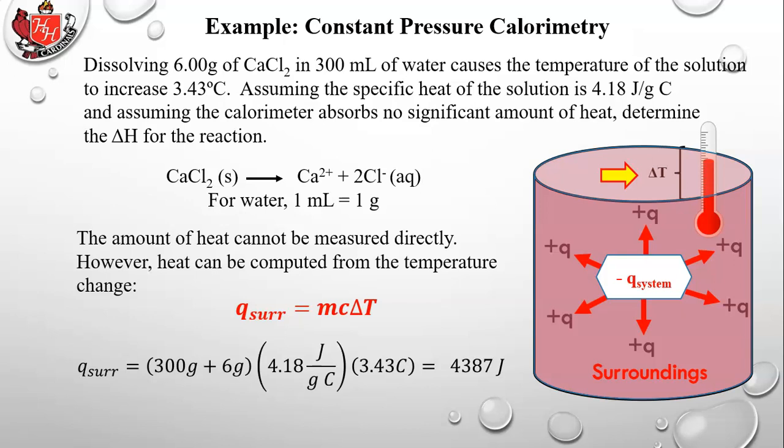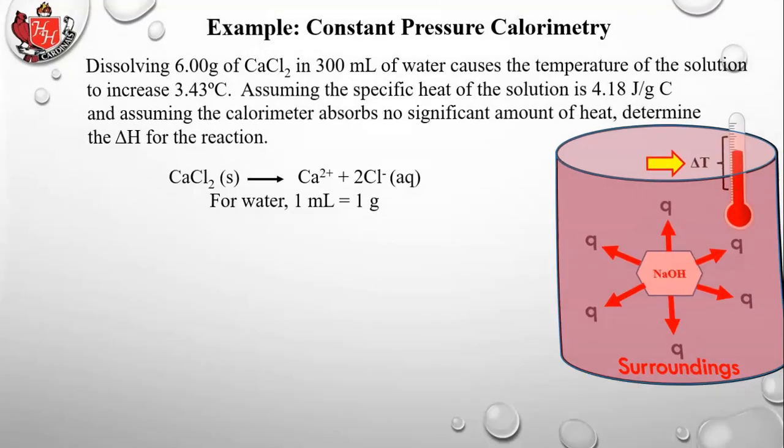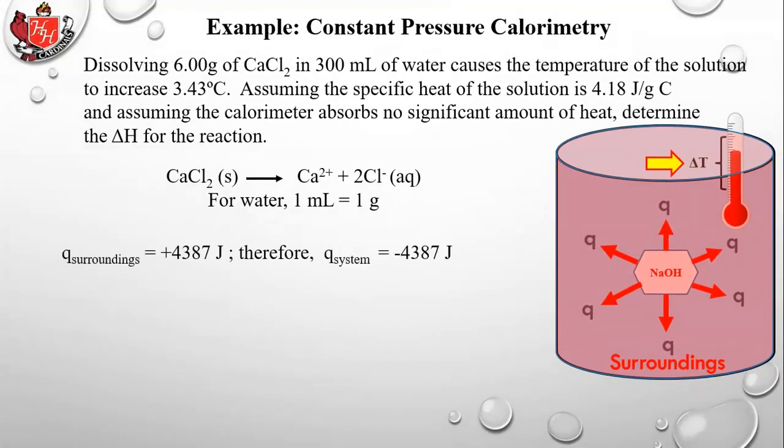So if you look at the units, they're going to cancel. Centigrade cancels with centigrade, grams cancels with grams, and you end up with 4,387 joules of heat were released into the surroundings, are absorbed by the surroundings. So the surroundings is the mass of the water and the CaCl2 combined. Okay, so if the surroundings absorbed 4,387 joules, then the system must have released 4,387 joules. That's the only place that heat could have come from.